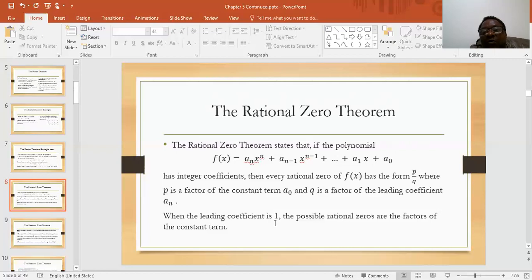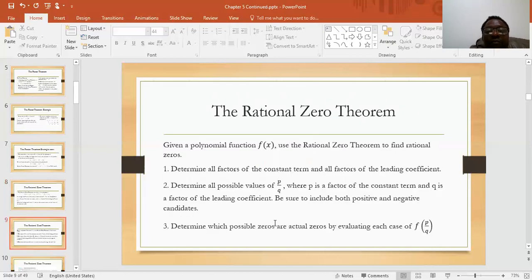Every rational zero of f of x has the form p over q, where p is a factor of the constant term a0, and q is a factor of the leading coefficient a_n. So when the leading coefficient is 1, the possible rational zeros are the factors of the constant term a0.